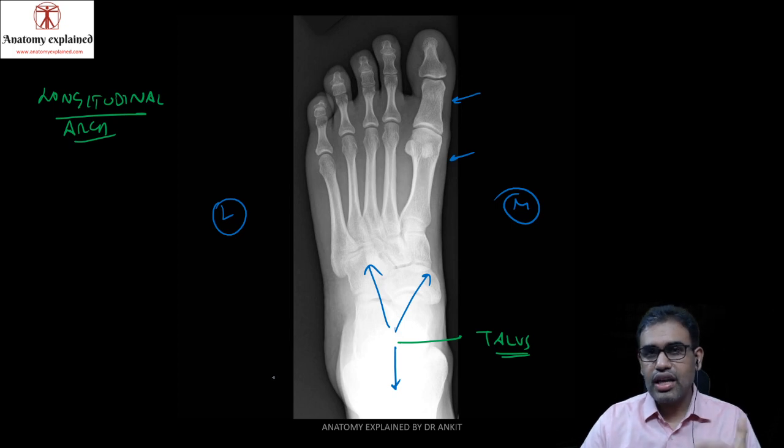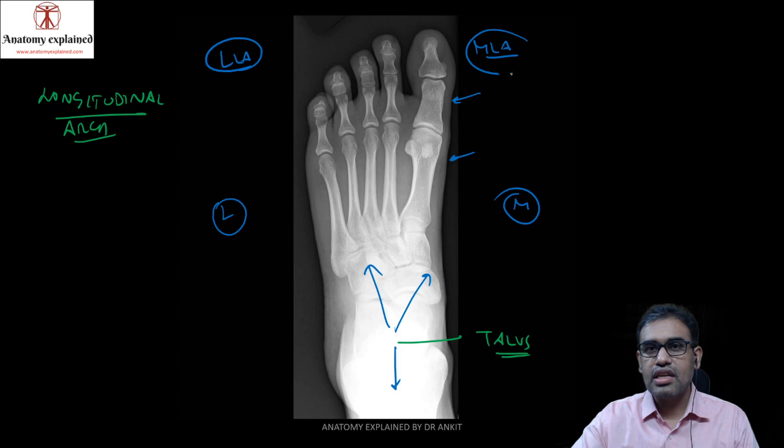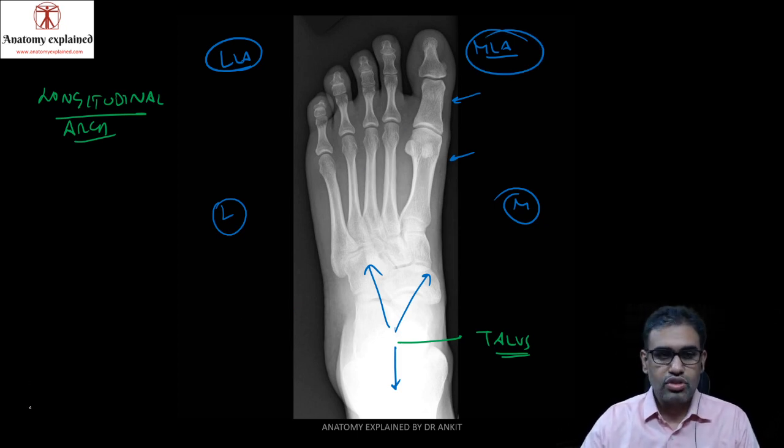The longitudinal arches are basically of two types. One is the medial longitudinal arch, which we are discussing right now, and one is the lateral longitudinal arch. The lateral longitudinal arch nearly sits flat on the surface, but it is the medial longitudinal arch that mainly forms the arch of the foot.